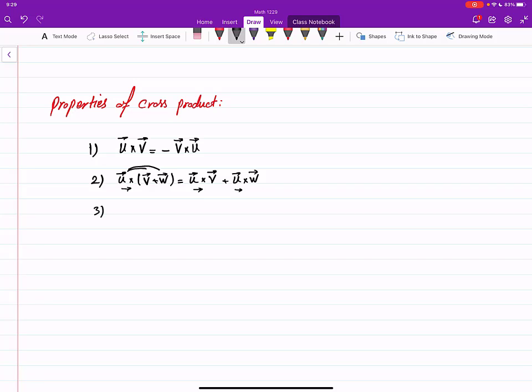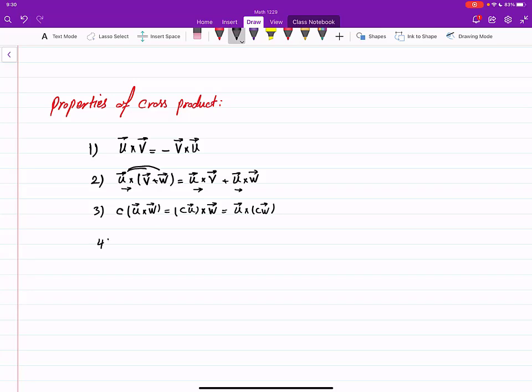The third thing is how cross product and scalar product work. So in this case, you can bring in the scalar first, multiply it to only one of these vectors, and then take the cross product. And this can be either of these two vectors. That will give you the same thing.